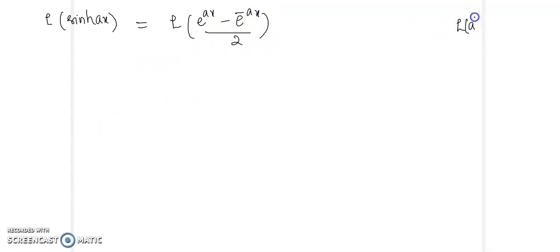L of e raised to ax will be 1 by p minus a. We have seen when you find out the integral, p must be greater than a. Only then does that integral exist. For the integral to converge, p must be greater than a.